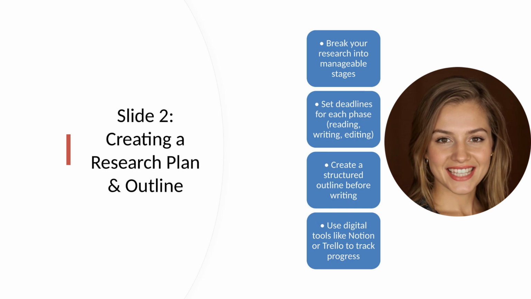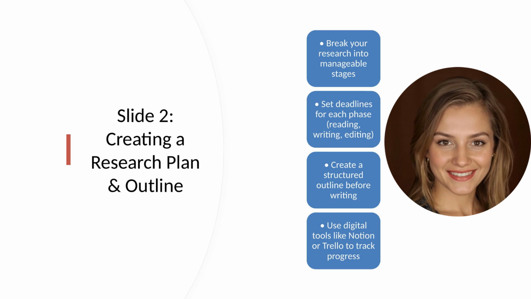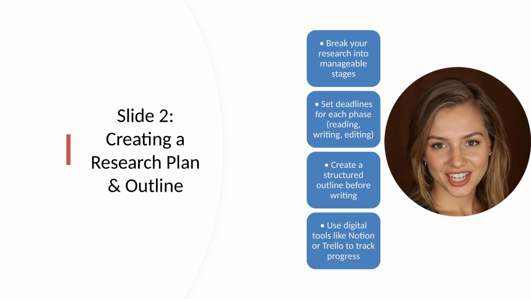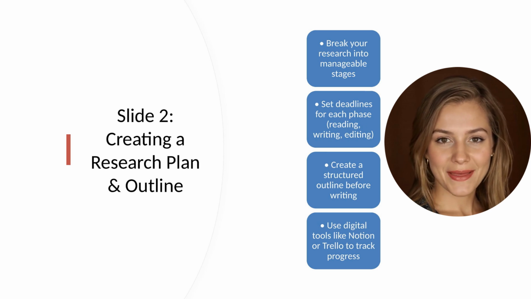An organized plan saves time and improves quality. Start by dividing the entire process into phases: topic selection, research, drafting, editing, and referencing. Assign a deadline to each phase to ensure you're not rushing at the end. A solid outline is your blueprint. For example, begin with an introduction, followed by literature review, methodology, analysis, discussion, and conclusion. Under each heading, jot down key points or subsections you want to cover. This structure will help maintain flow and coherence.